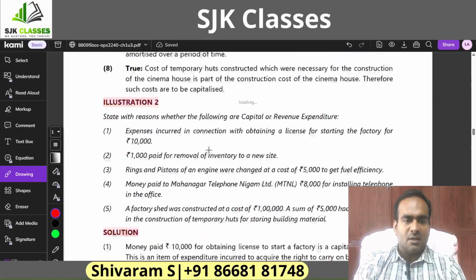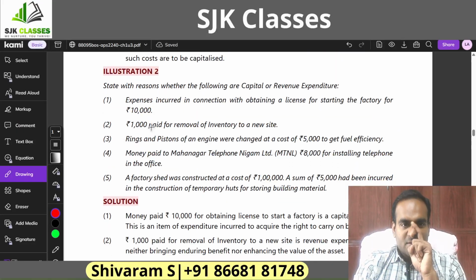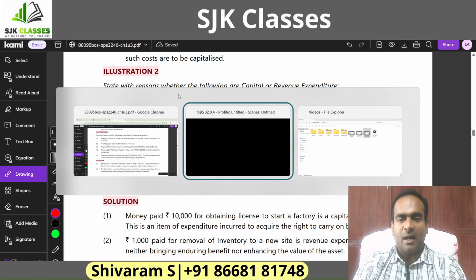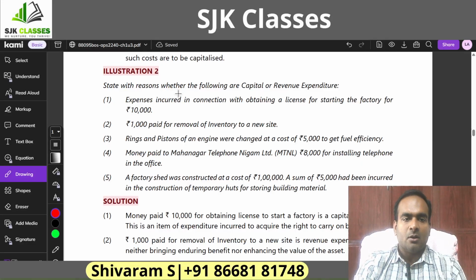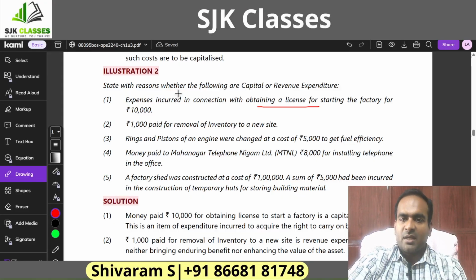Let's take up another case. State with reasons whether the following are capital or revenue expenditure. Now what is the first question? Expenses incurred in connection with obtaining a license for starting the factory for rupees 10,000. Now what is the question they're asking here? They're saying that I have paid 10,000 rupees in connection with obtaining a license for starting a factory. I'm starting a new factory for which I'm spending 10,000 rupees as a license. Now what happens? Is this capital or revenue?